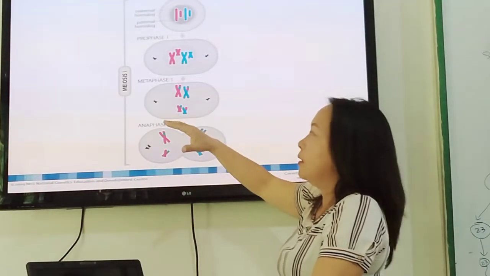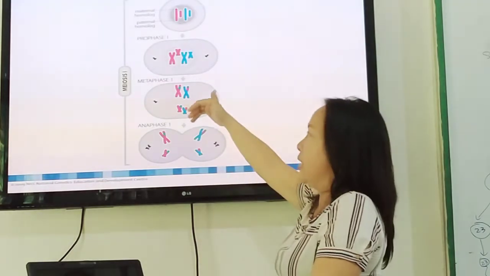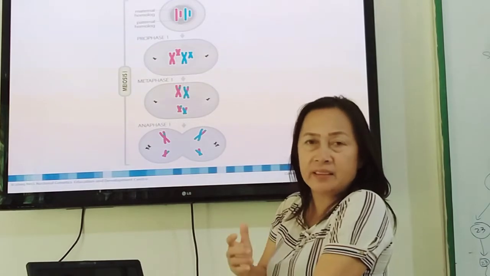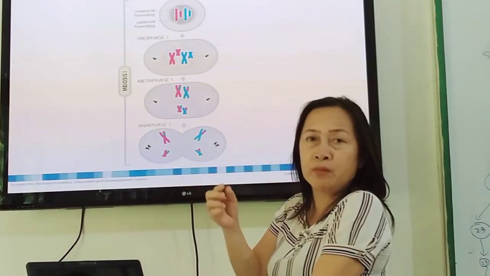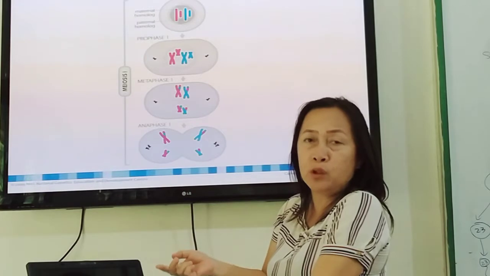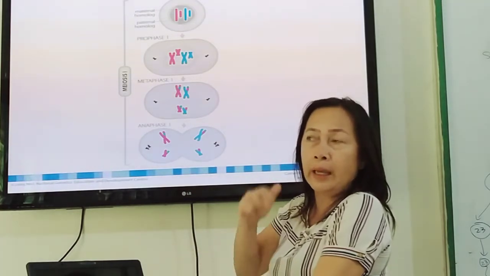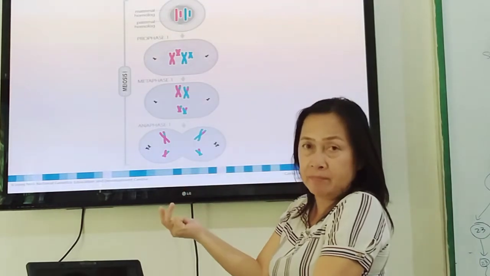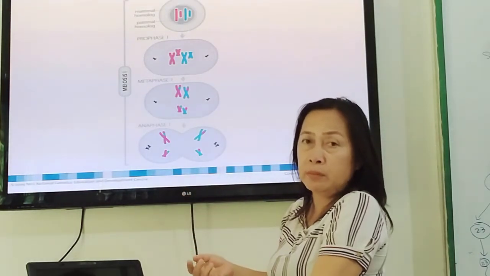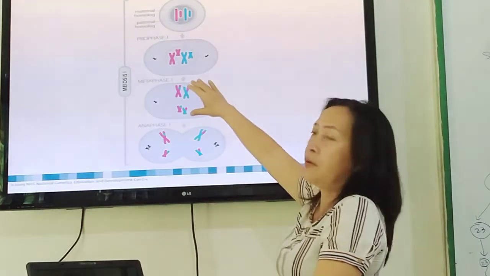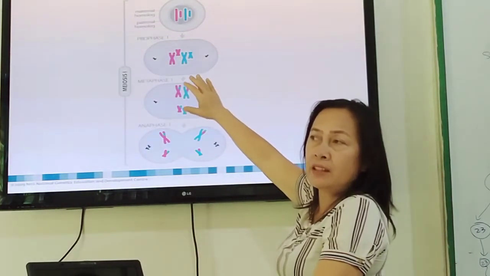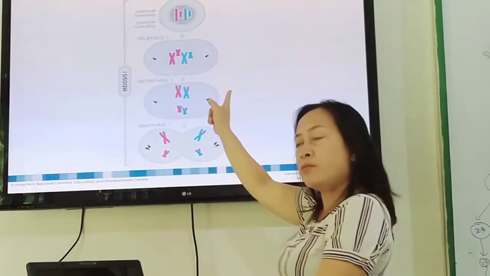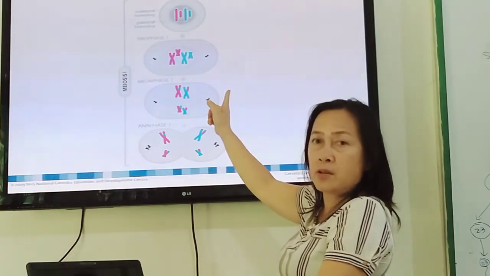Should there be any factors that will disturb this, it will contribute to abnormalities of the sperm or egg. Now, what if an abnormal sperm fertilizes an egg? That will result in abnormal individuals. Or an abnormal egg fertilized by a sperm. That will still result in abnormal individuals. So this is very, very critical, and it should not be disturbed during this time. There is exchange of genetic material during crossing over.